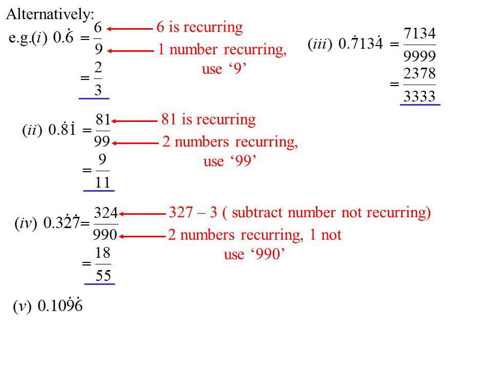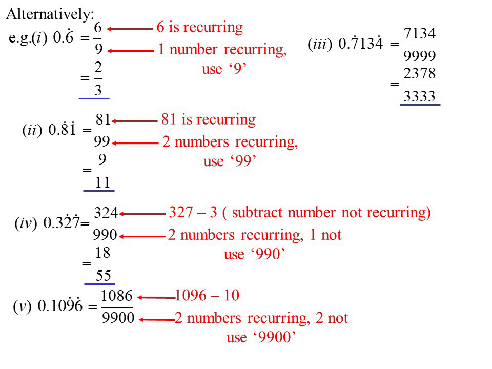So if I had this, 0.1096 repeater, and only the 9 and the 6 are repeating, I now know that that's going to be 1,086 on the top, because that's 1,096 minus 10, and on the bottom, I'll go 9900. Two numbers repeating, two numbers are not. There's my answer. Bingo. So using patterns to our advantage. Spot the pattern, save yourself some time.